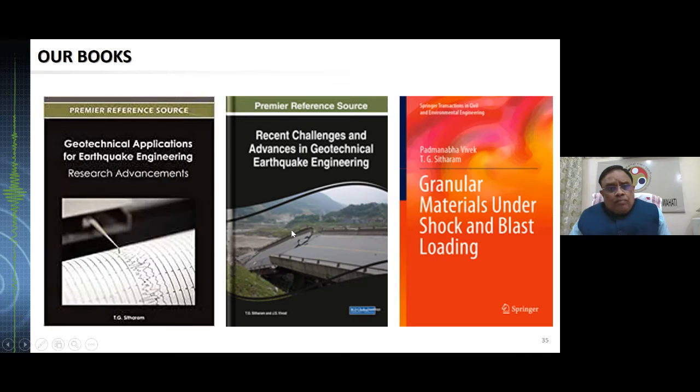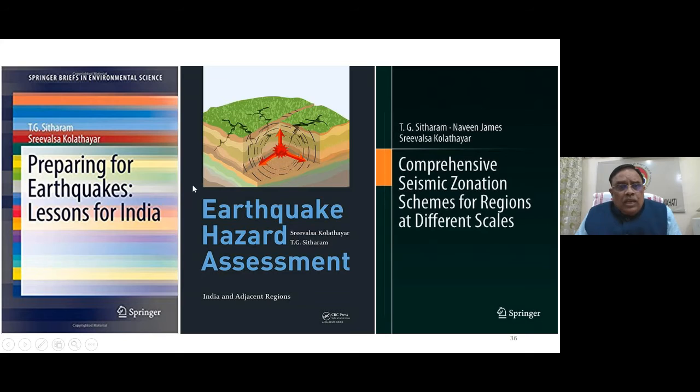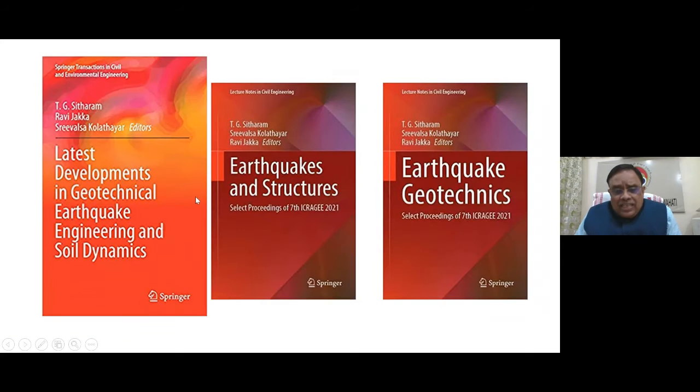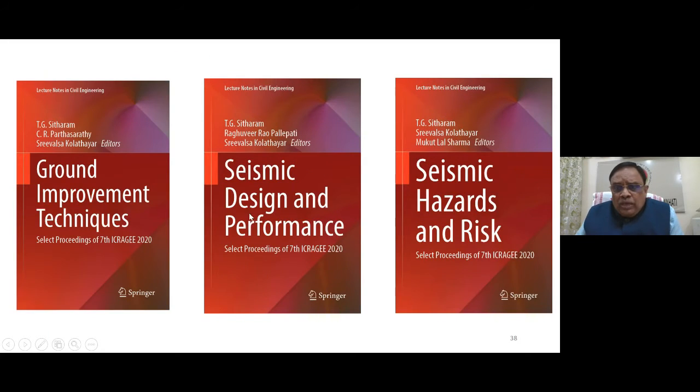And some of our books, if you are interested, these are all the earlier books on geotechnical applications for earthquake engineering. A lot of these hazard analyses were also carried out. And these are the recent 7th International Conference on Geotechnical Earthquake Engineering proceedings, which happened only in the month of July of 2021. And all these are available online. Some of them are still freely accessible to you. Some of you can look at it, which we have brought out.